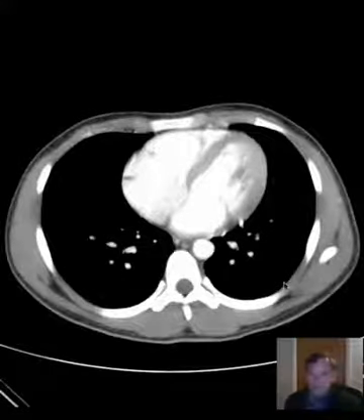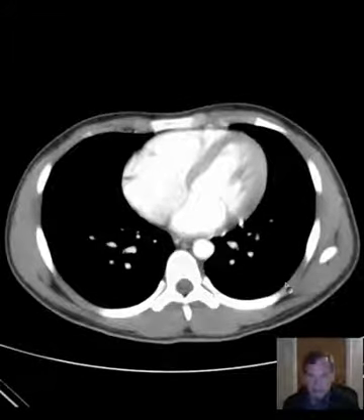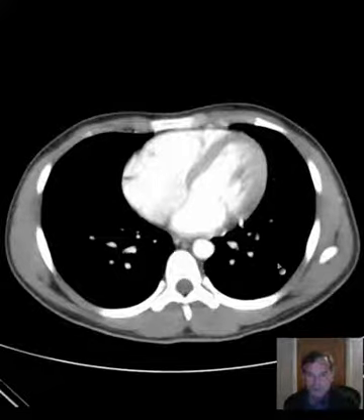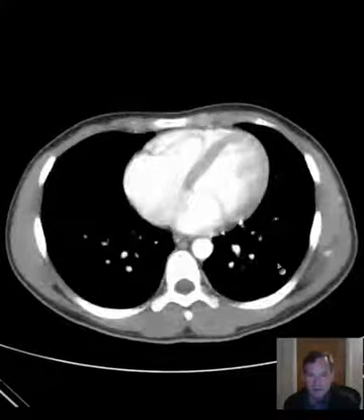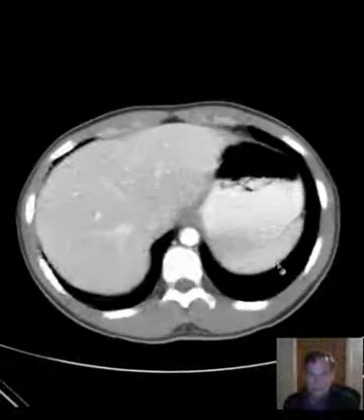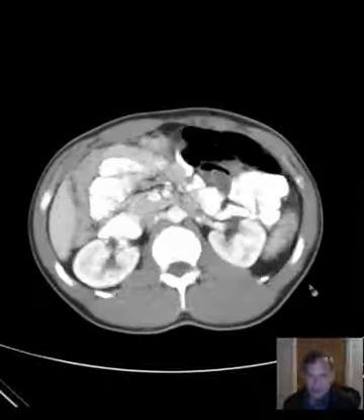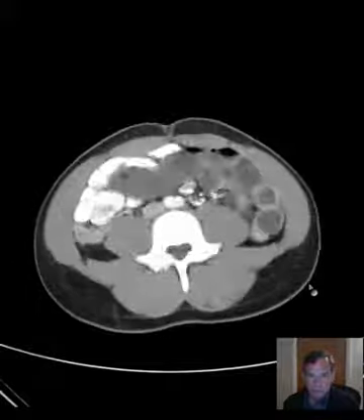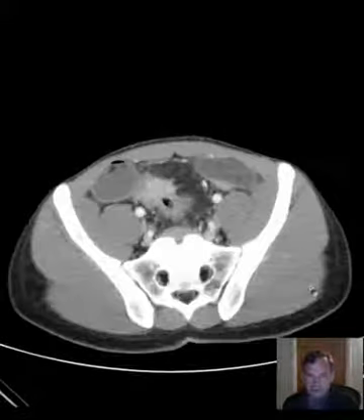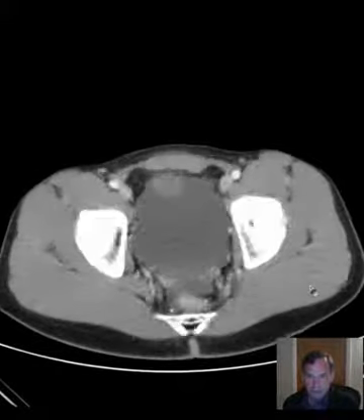This is a patient who presented to radiology for a CT of the abdomen and pelvis with a history of abdominal pain, nausea, and vomiting. I'll scroll through these axial images, give you a chance to get an overall view of what exactly is happening here. Maybe something catches your eye.